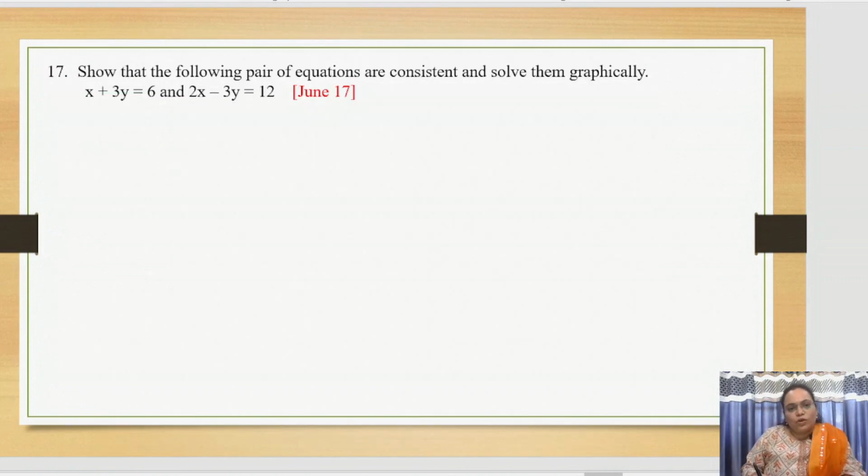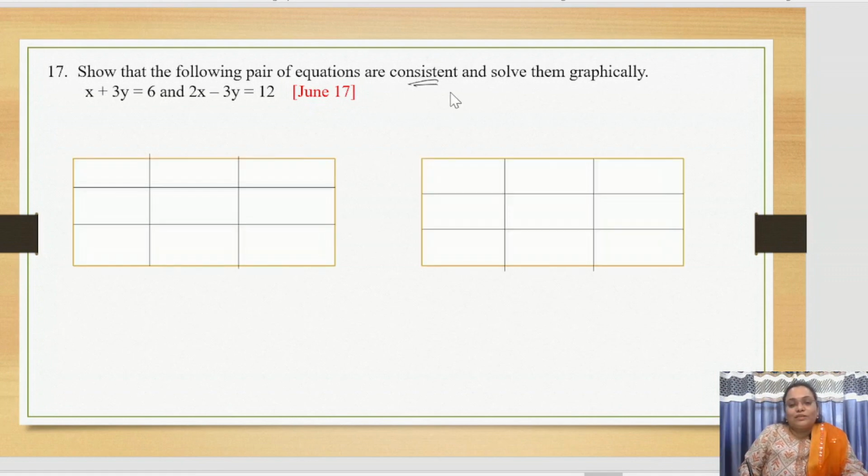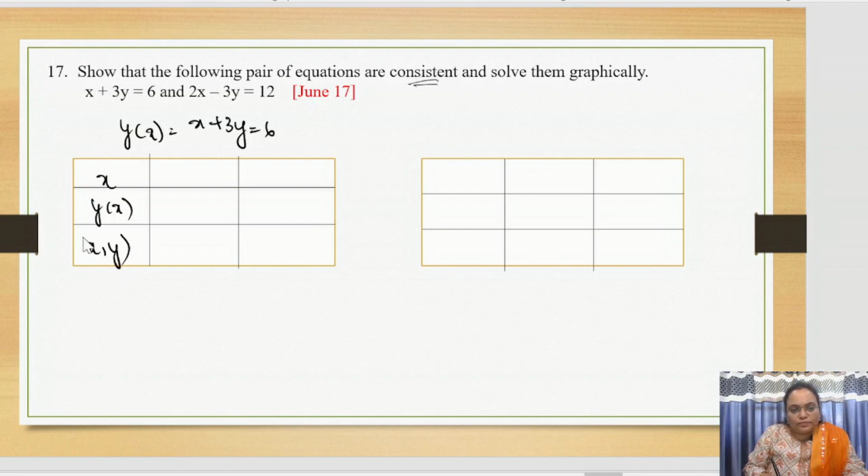So let us see the next problem. Show that the following pair of linear equations are consistent and solve them graphically. We need to plot the graph. From the graph, we need to check whether it is consistent or not. Okay. So let us take the first equation, that is x plus 3y is equal to 6. Let us take this equation as y of x. Okay. So this is x, y of x and x and y coordinates.